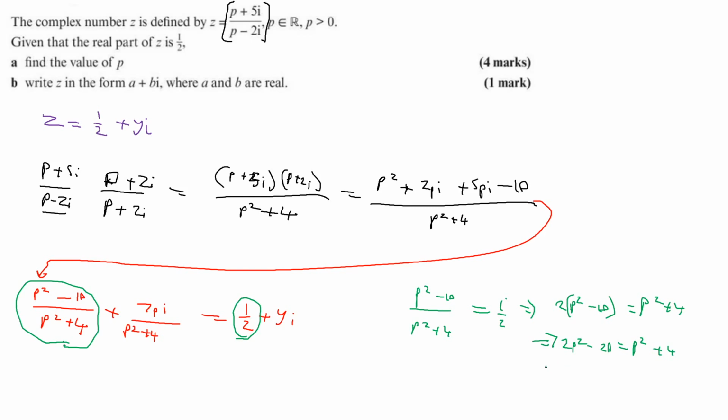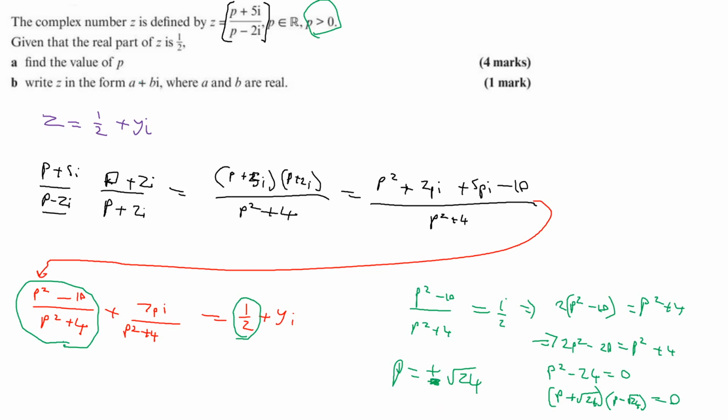Put it all to one side to make it equal to 0. p squared minus 24 is equal to 0. Put that in my bracket, so p plus root 24, p minus root 24 is going to equal 0. So we know that p is equal to plus or minus root 24. But we know that p is greater than 0. So p is actually just root 24.